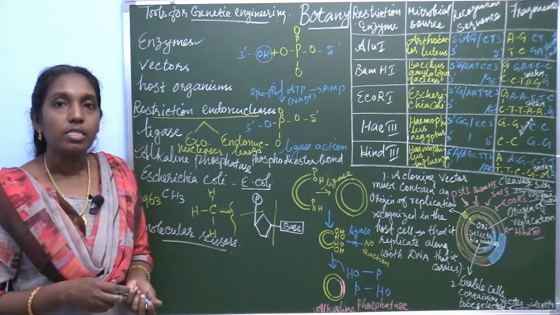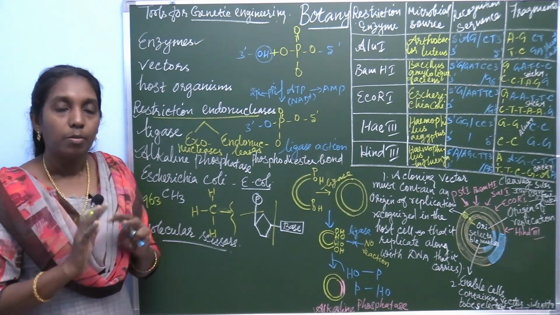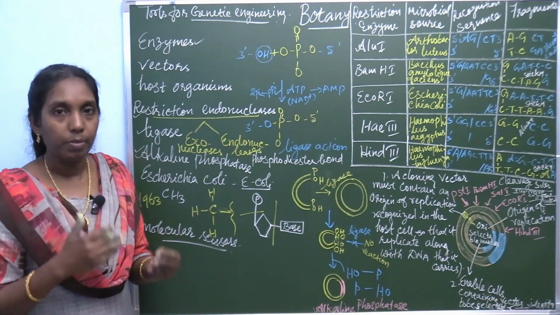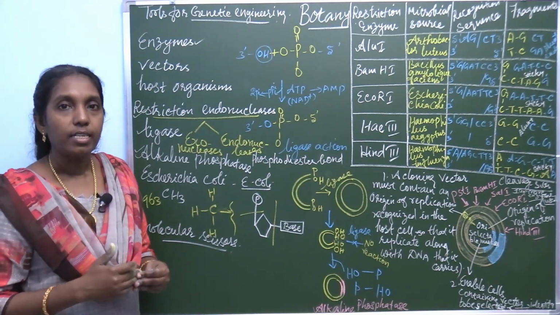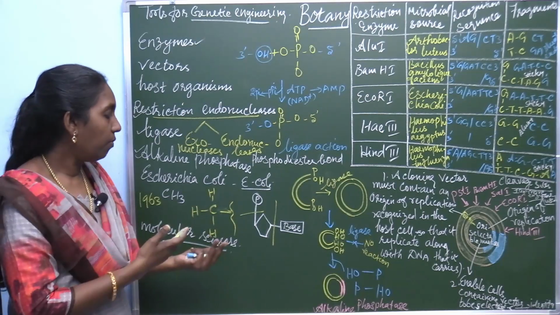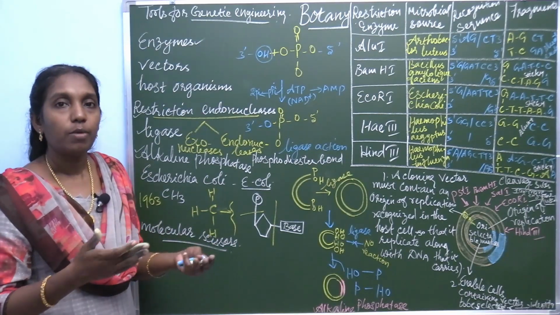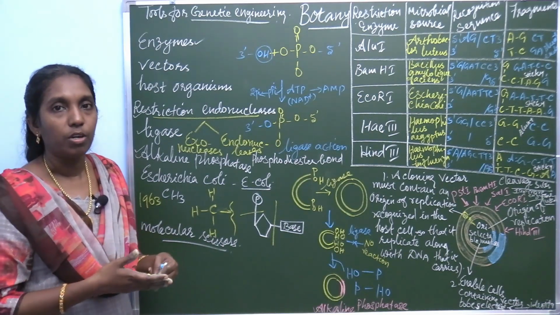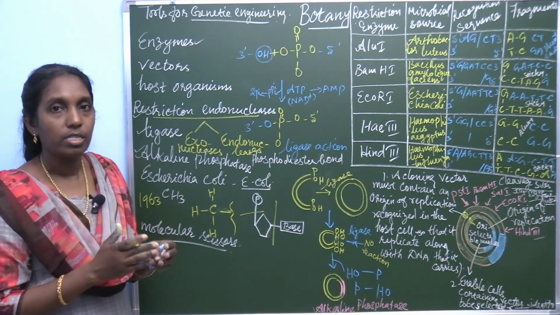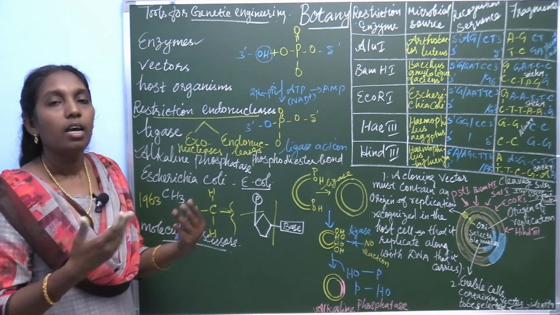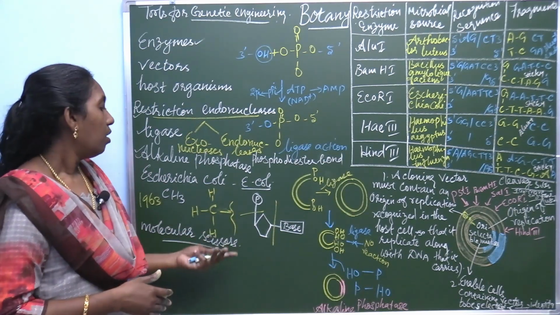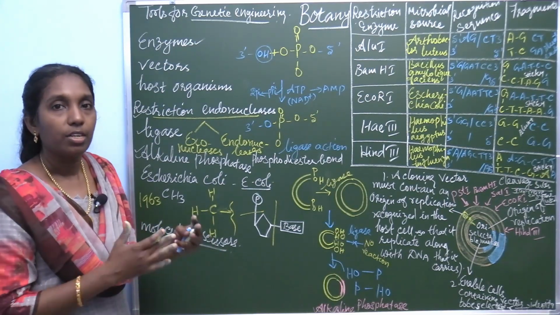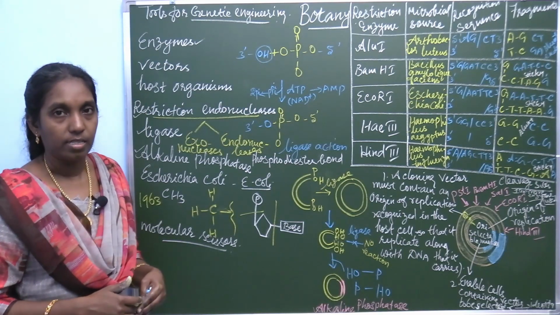Restriction endonucleases are present in almost all bacteria. Why are they present? Bacteria use them as a defense mechanism to escape from foreign invaders. If any disease-causing organisms enter its body, it cuts the nucleotide sequence, and this helps the bacteria escape from disease-causing agents. That is the function of restriction endonucleases.